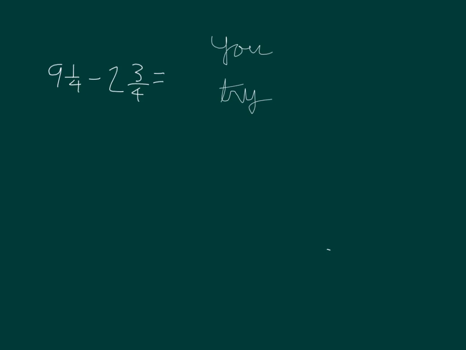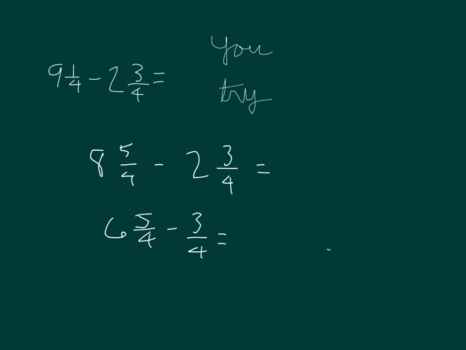All right, so for 9 and 1/4, we're going to rewrite 9 and 1/4 as 8 and 5/4 to be able to do our subtraction. We have 8 and 5/4 minus 2 and 3/4. We'll subtract our whole numbers first, 8 minus 2, which is 6, and then we're left with 6 and 5/4 minus 3/4, which we can write as 6 and 2/4, which I'm sure you simplified into what? 6 and 1/2.